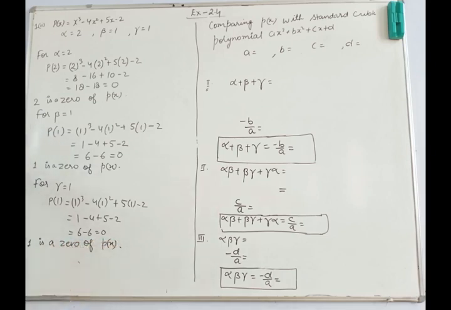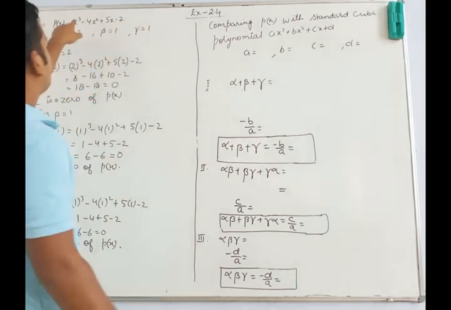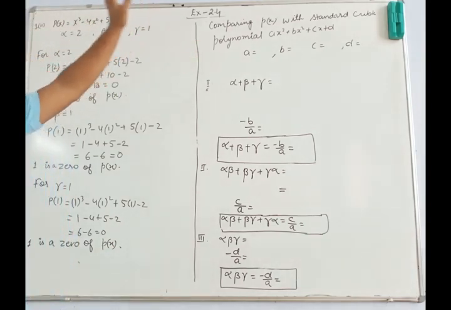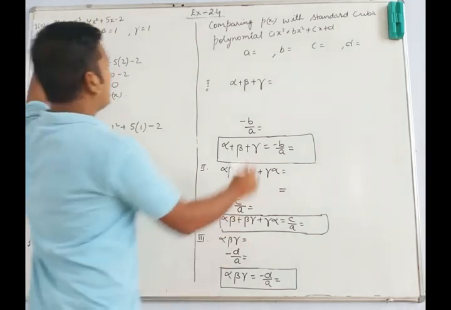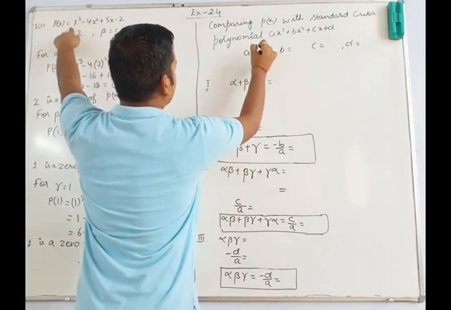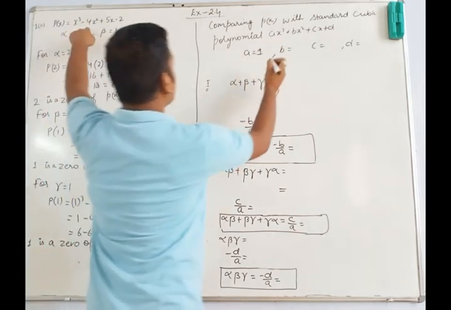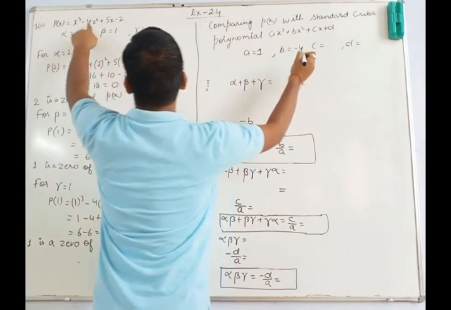Now we have to verify the relationship. At first we will be comparing this P(x) with the standard cubic polynomial ax cube plus bx square plus cx plus d. So what will be the value of a? It will be 1. The value of b, what will it be? Minus 4. The value of c is what? 5.